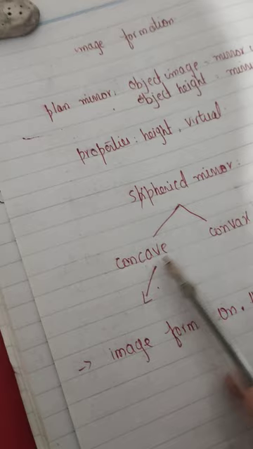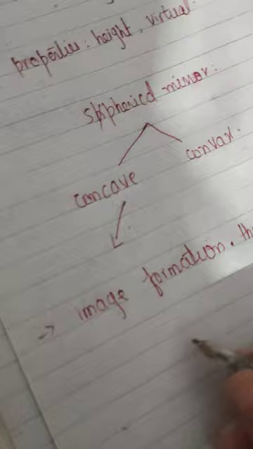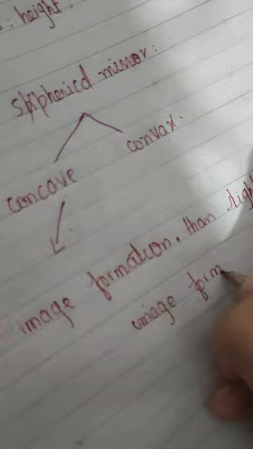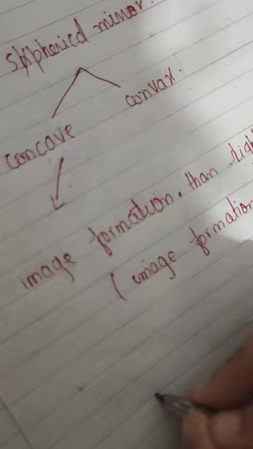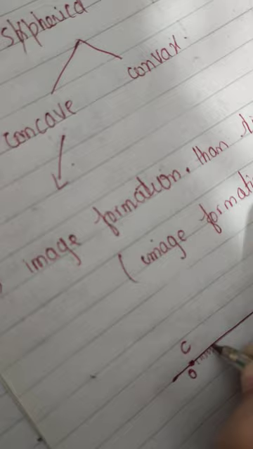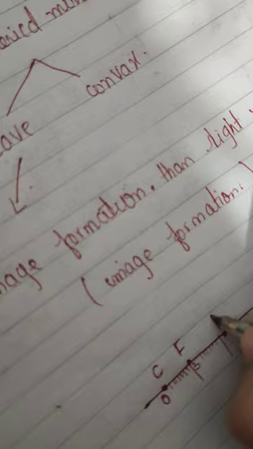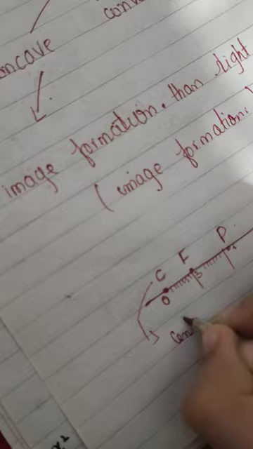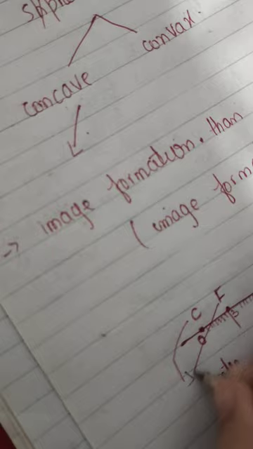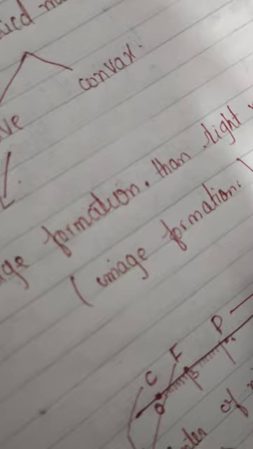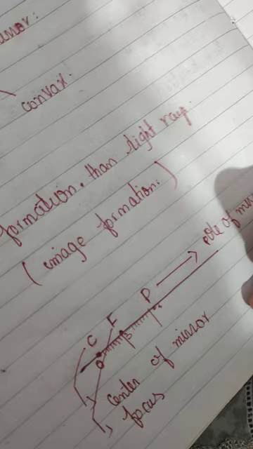Now talking about the concave mirror, we first need to understand how the image is formed. There is a scale that you need to remember: from 0, it will be called the center of the mirror, at 3 that will be F, that is focus, and at 6 it will be the pole of the mirror. C is for center of the mirror, F for focus, and P is for pole. This line is known as the principal axis.